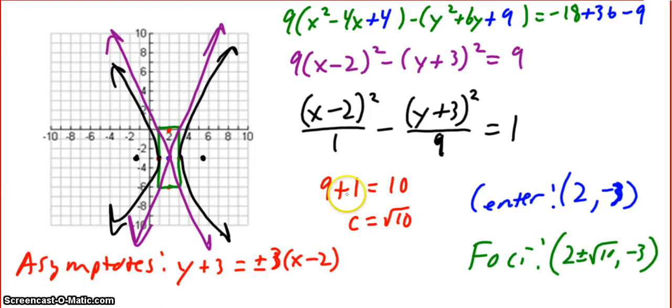The c value comes out to be 9 plus 1, which is 10, so that's c squared, so c is the square root of 10, so my foci are at 2 plus or minus root 10, comma negative 3. This gets added and subtracted to the x value of the center because the hyperbola opens to the left and to the right.